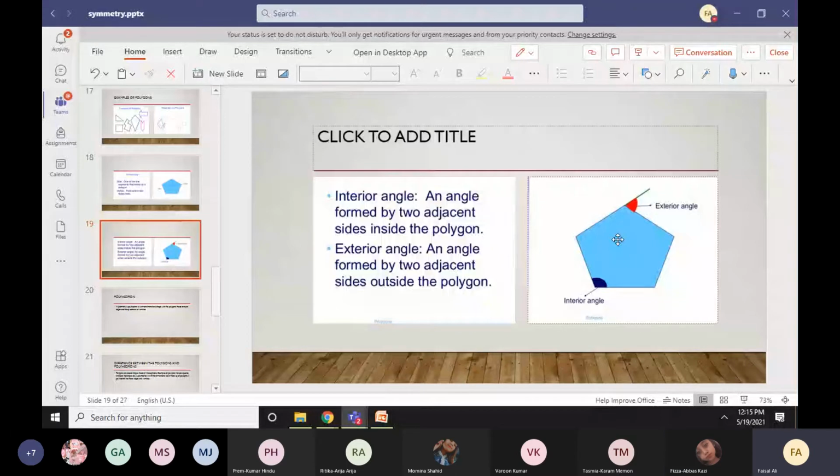See, this is the interior angle and this is the exterior angle. This is inside, so that's why we are saying this is the inside angle or interior angle. The red one which you are looking at on your slides is the exterior angle, the outside angle. If you look carefully at this polygon, there are 5 sides and 5 vertices, so there will be 5 interior angles.